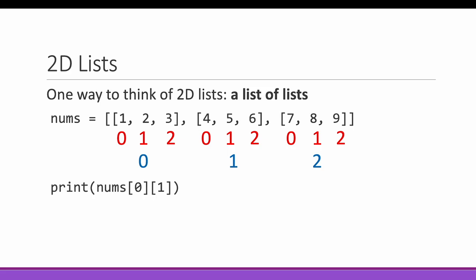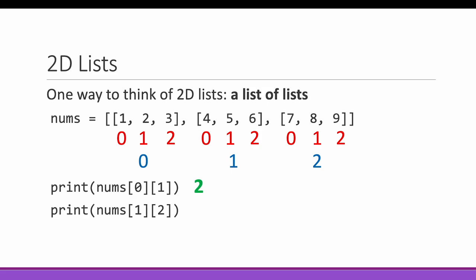So for example, if we were to print nums 0, 1, well, this first 0 tells us which item, so the first list, second list, or third list. So that's going to be this first list here. That's this blue 0. And then the 1 tells us within that list 0, which one are we looking for? In that case, this is going to be 2. So that's going to output 2.